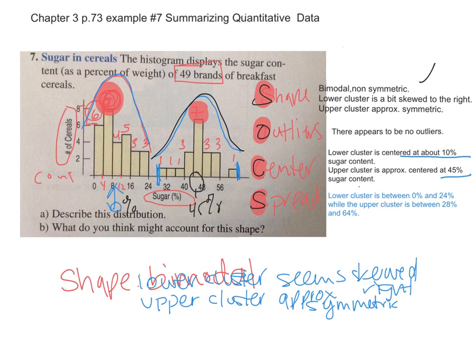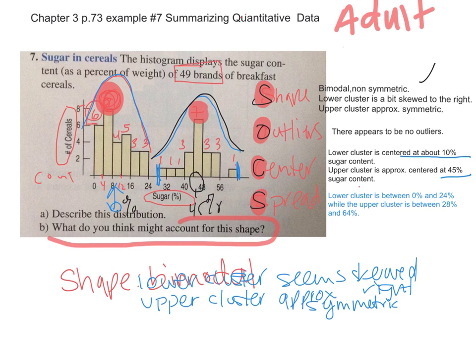Looking at the last question, what do you think might account for this shape? Anytime we have a bimodal shape, it means there are two different groups. So probably we're looking at two different groups of cereals. One could be adult cereals, which probably have less sugar, maybe Cheerios, and then we have the kids cereals, which tend to be more sugary.